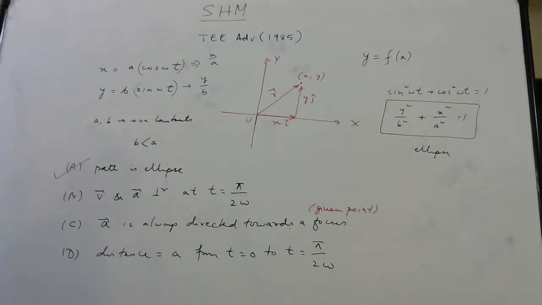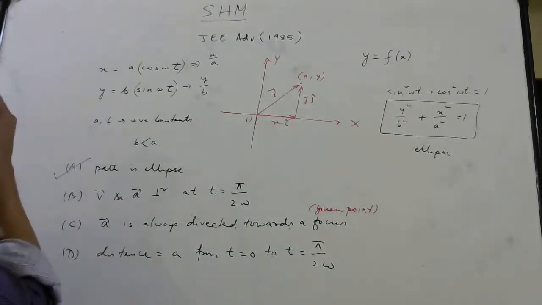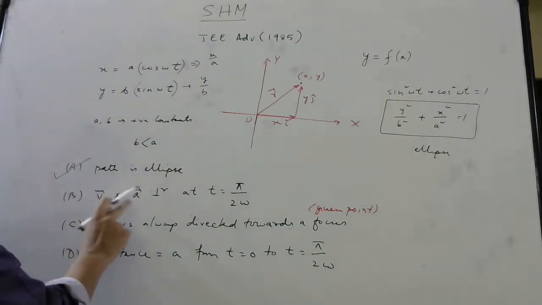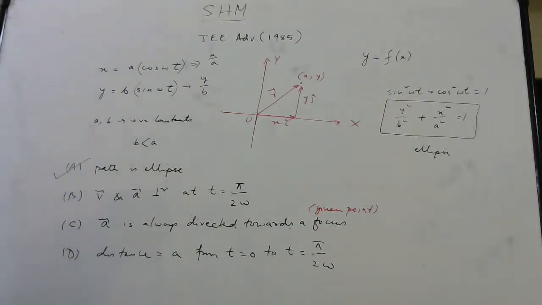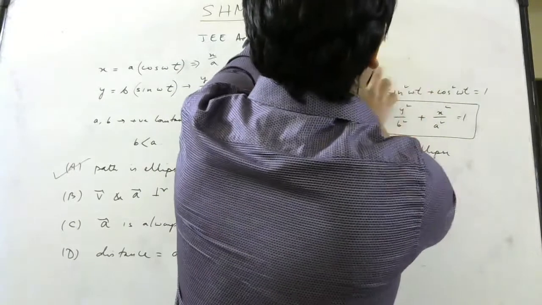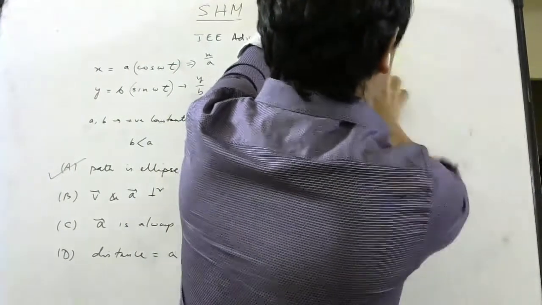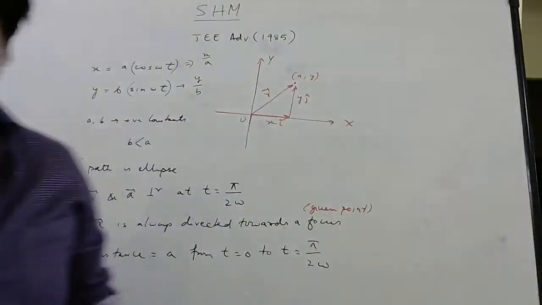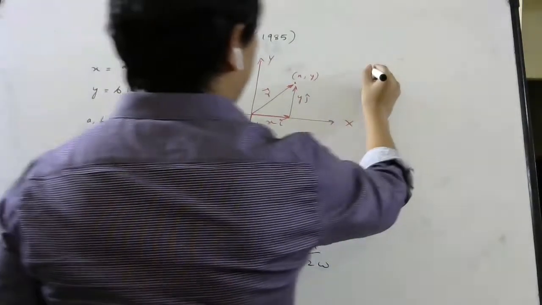Now this is not a single option correct question; this is a multiple option correct question. So now we have to check velocity and acceleration. Now how to find velocity? You cannot simply write velocity as dx by dt, that we do in 1D motion. So in 2D motion, how do we write velocity?